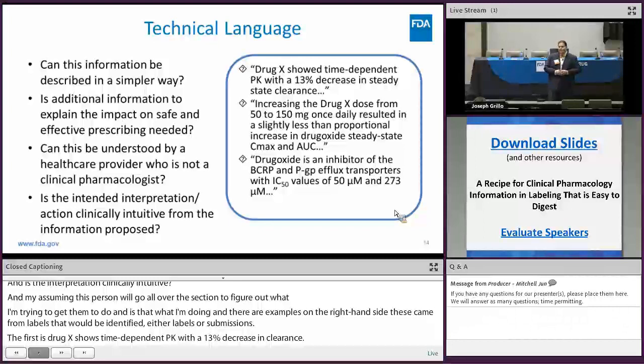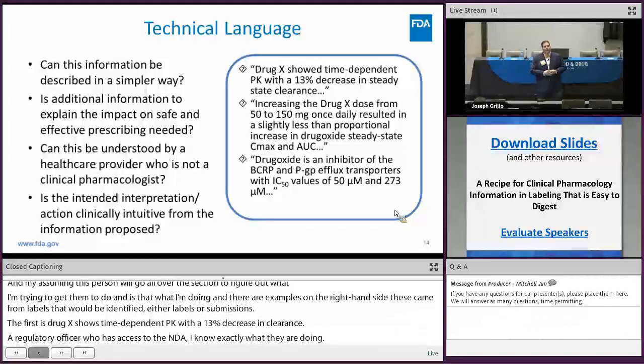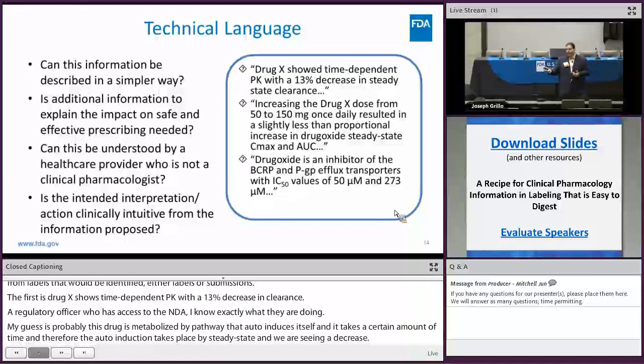My guess is probably this drug is metabolized by a pathway that auto-induces itself, and that takes a certain amount of time. So therefore, the auto-induction takes place by steady state, and therefore we're seeing a decrease. That's me. But think about now the healthcare provider who's a family practice doctor in a small town trying to treat this patient, reading this information. Well, what does that mean to them? I Googled time-dependent pharmacokinetics. It's not very intuitive.